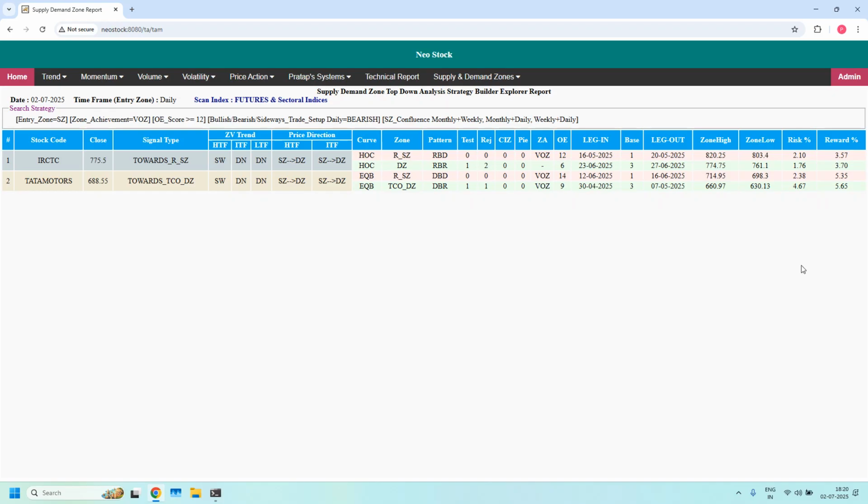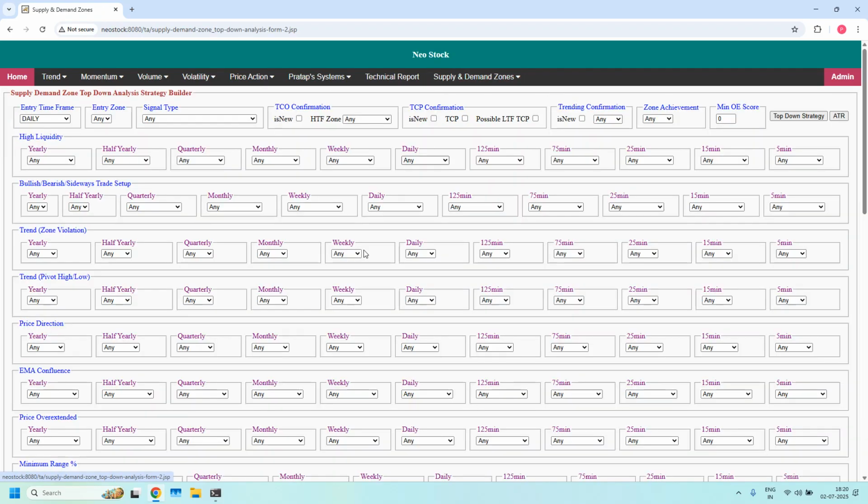So we have completed monthly income trade reports. Next we will look into weekly income trade reports we will generate. So weekly income trade entry time frame 75 minutes, entry zone, demand zone for sideways long trade setup and bullish, bearish sideways at 75 minutes.